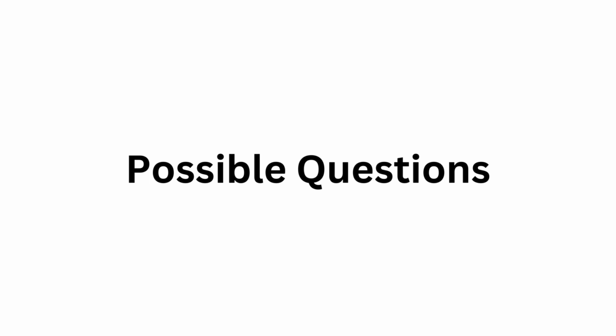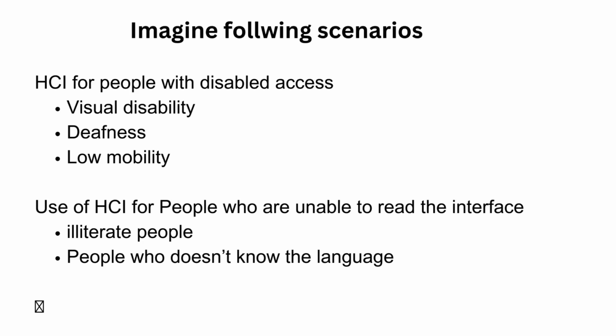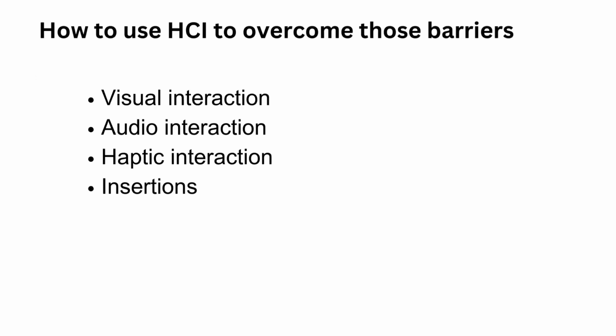Let's see a sample question on HCI. Imagine the following scenarios and consider how we can use HCI for better user experience. Imagine people with disabled access, for example visual disability, deafness, reduced mobility. And people who are unable to read the interface, for example very small children, illiterate people, those who speak a different language. So in such situations, what can we do with HCI? Let's see. How to use HCI to overcome those barriers?